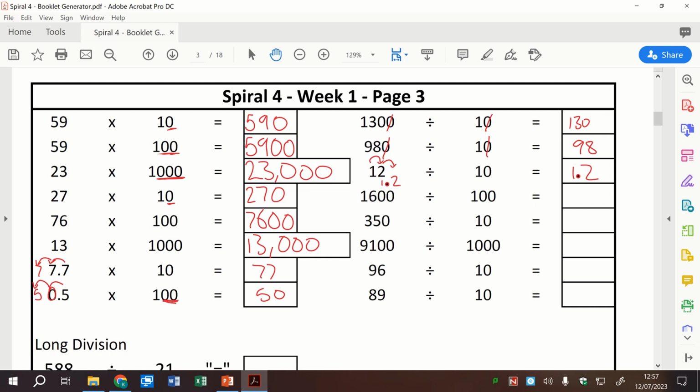Okay, so looking at this one now, 2 zeros, 2 zeros, the answer is going to be 16. Okay, I've got 1 0 here and a 0 there, the answer is going to be 35. And I've got 3 zeros now.